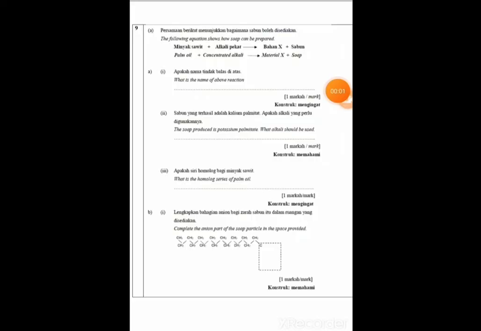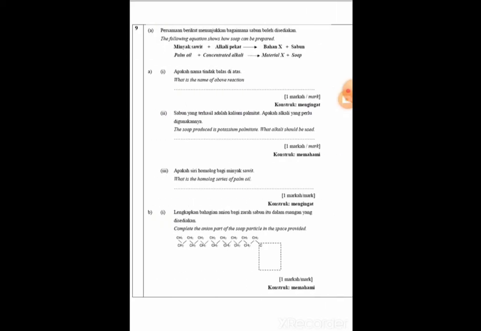Number 9, the following equations show how soap can be prepared. It shows a reaction when palm oil reacts with concentrated alkali to become material X plus soap. So question number 1, what is the name of the above reaction? We can see from the above reaction that soap is produced. So the process of producing soap is called saponification.